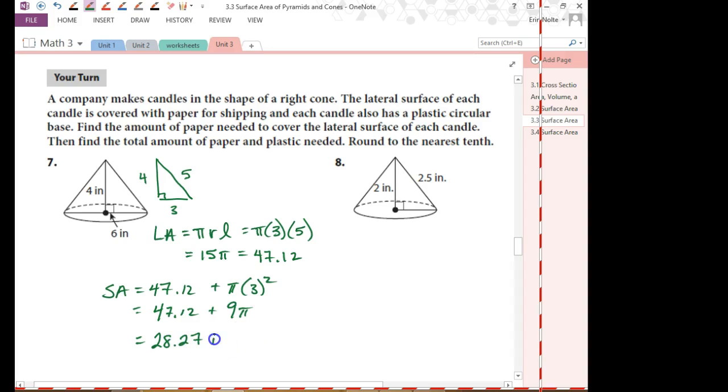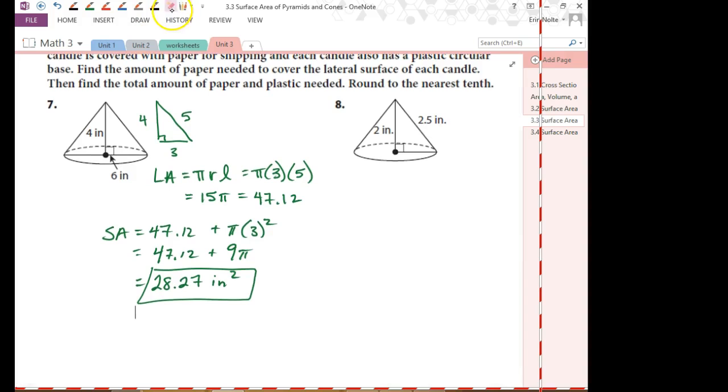27 inches squared. Uh-oh. Oh yeah, that doesn't make sense. So maybe add 27. Oh wait, 9 pi is 27. So yeah, so add that to 47.12. 75.39. There we go. That makes more sense.